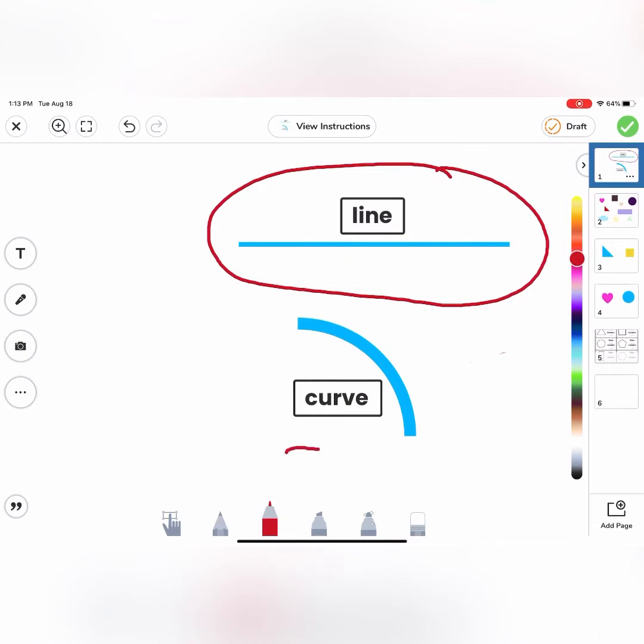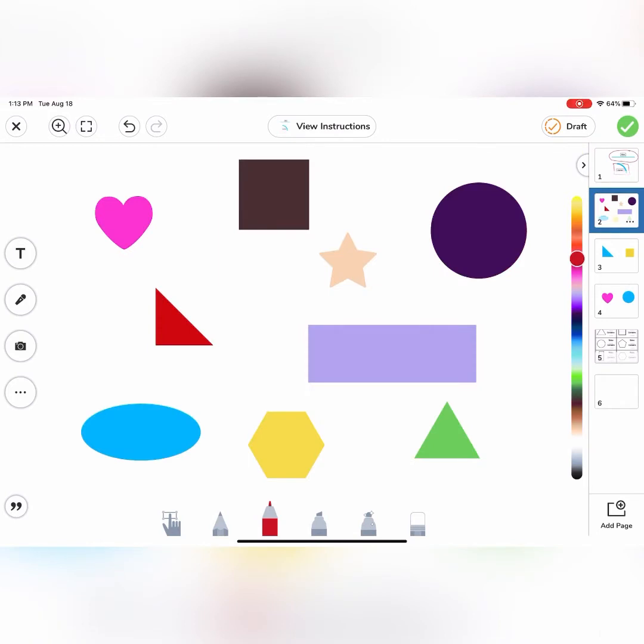And then we have a curve. A curve is a line that bends like a smiley face or a rainbow. And some of our shapes are made of curves. So when we talk about shapes, we're going to be talking about the sides being made with lines and curves. Let's look at a few shapes. Look on this page. We have all kinds of shapes, and they're made with lines and curves.